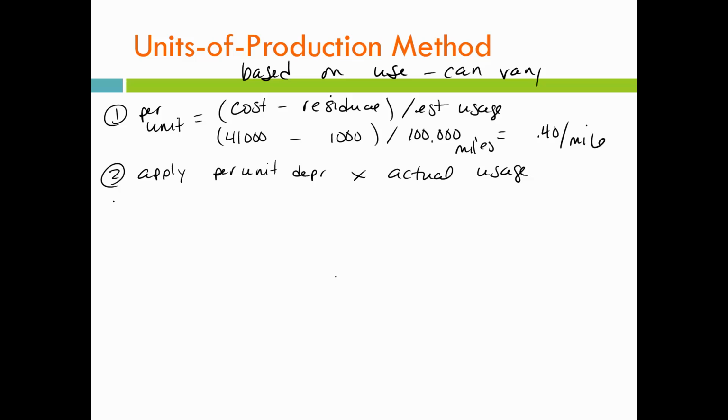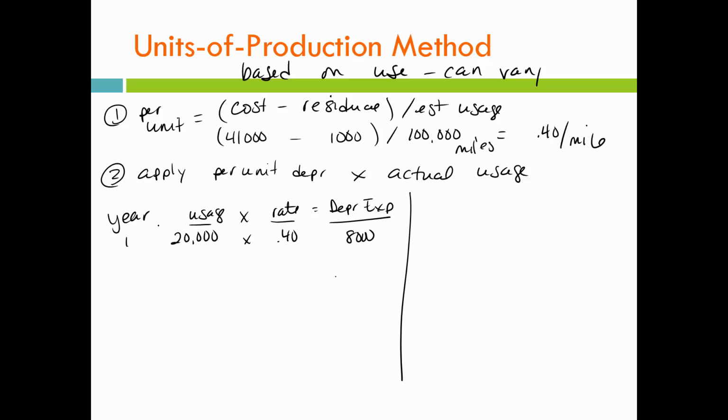So in this example, in year 1, my usage, my actual miles driven, was 20,000 in year 1, and this has to be given to you. In the example in the book, they gave you this, but this would have to be given to you. Times that per unit rate, so in this case that's 40 cents, will give me my depreciation expense for year 1, which is $8,000.